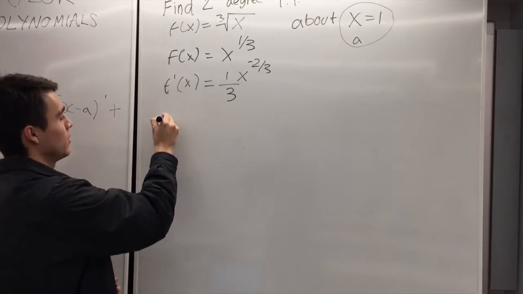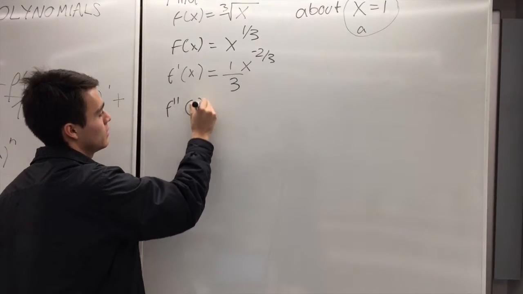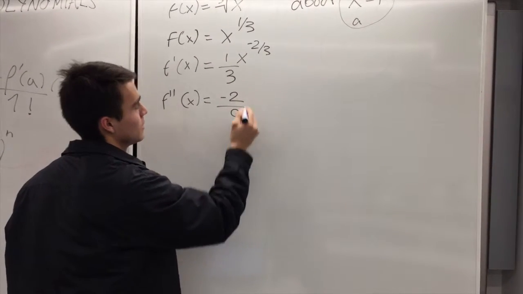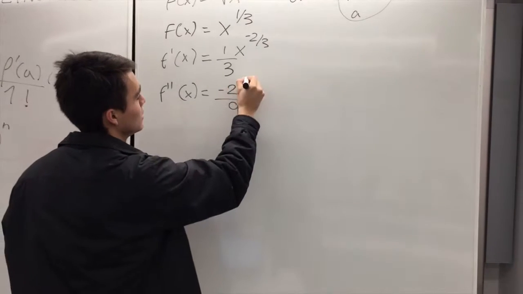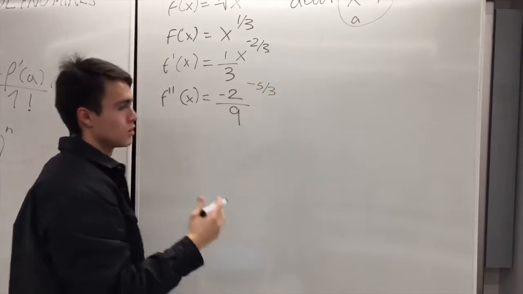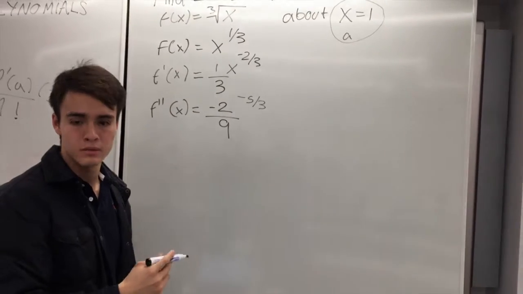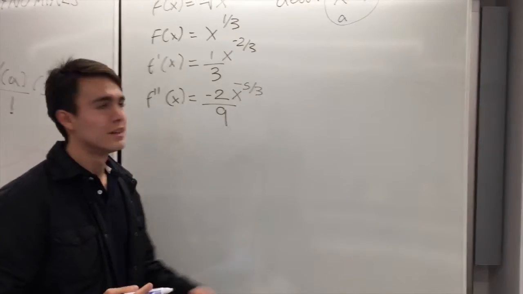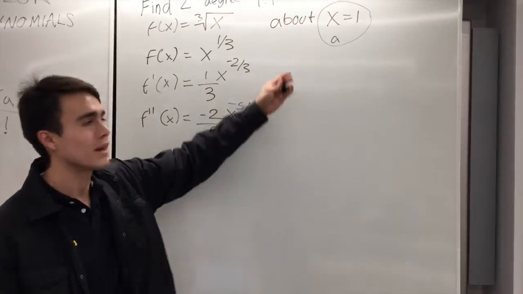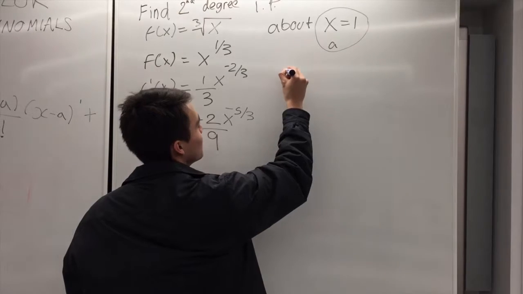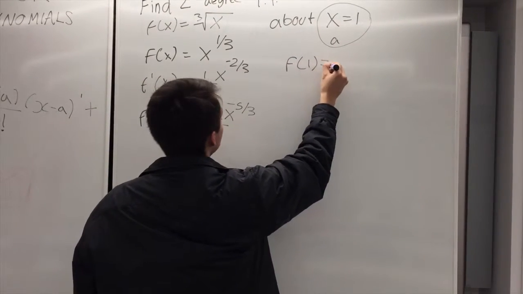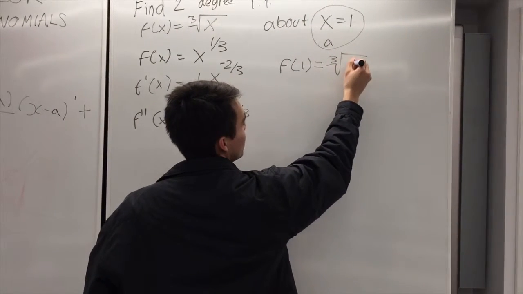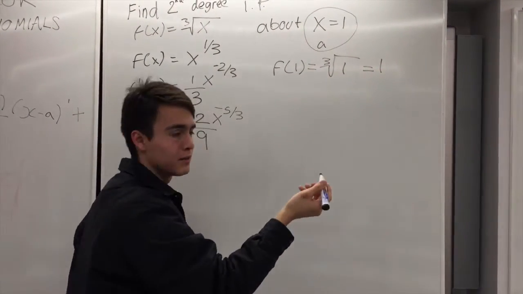Through this we find the second derivative. The second derivative of x equals minus 2/9 x to the minus 2/3 minus 1, which is x to the minus 5/3. So after we found this, because our value is x equals 1, we're gonna plug 1 into the function. So f of 1 equals the cubic root of 1, which equals 1.